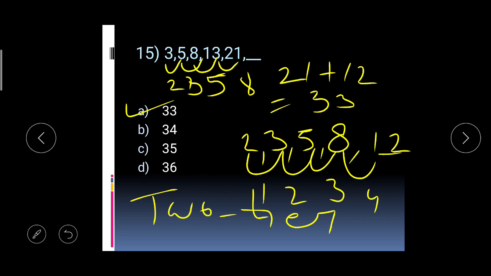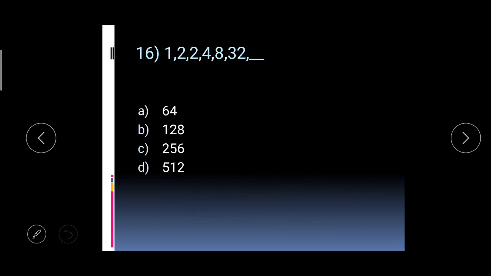Okay, so let's move on. Okay, 1, 2, 2, 4, 8, 32, right? Now one can think that it's getting doubled from the initial term, because I can see 1 is getting doubled to 2, 2 is getting doubled to 4, and 4 is getting doubled to 8, that is fine, but after that it has to be 16. If this were 16, then it would be an easy question, but no, it's not 16. So we have to think in another way.